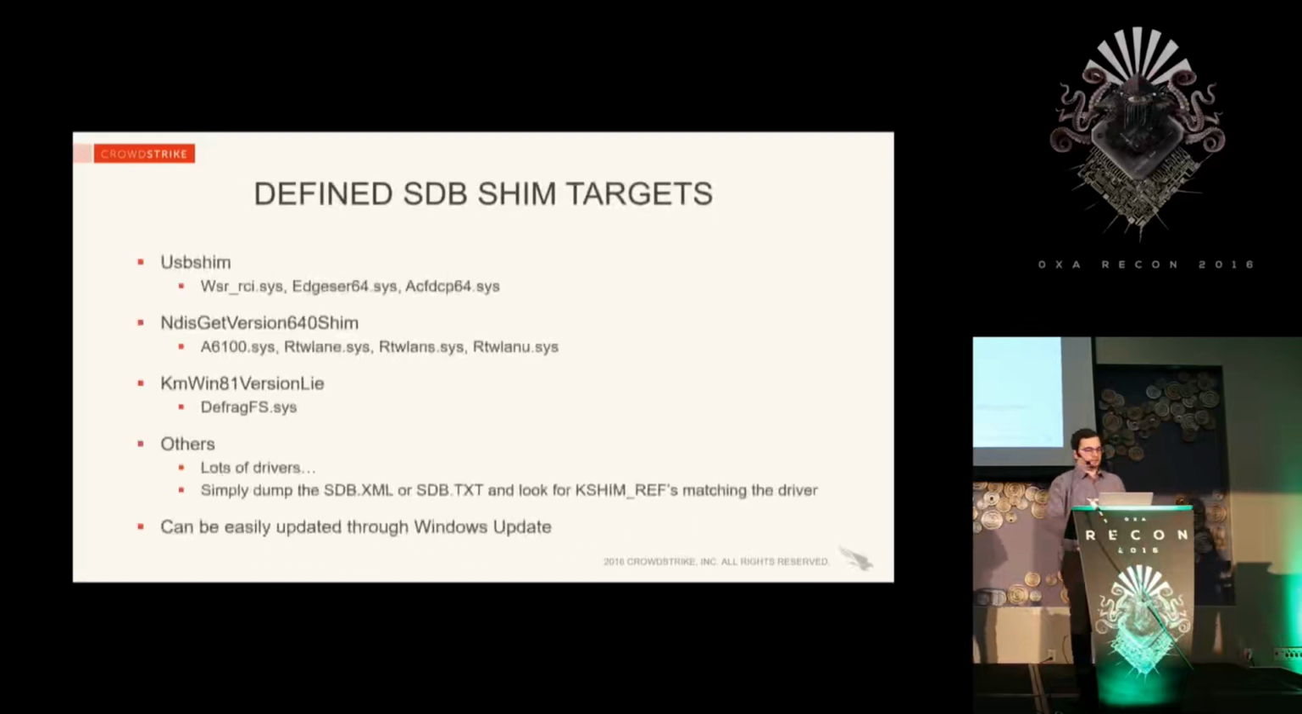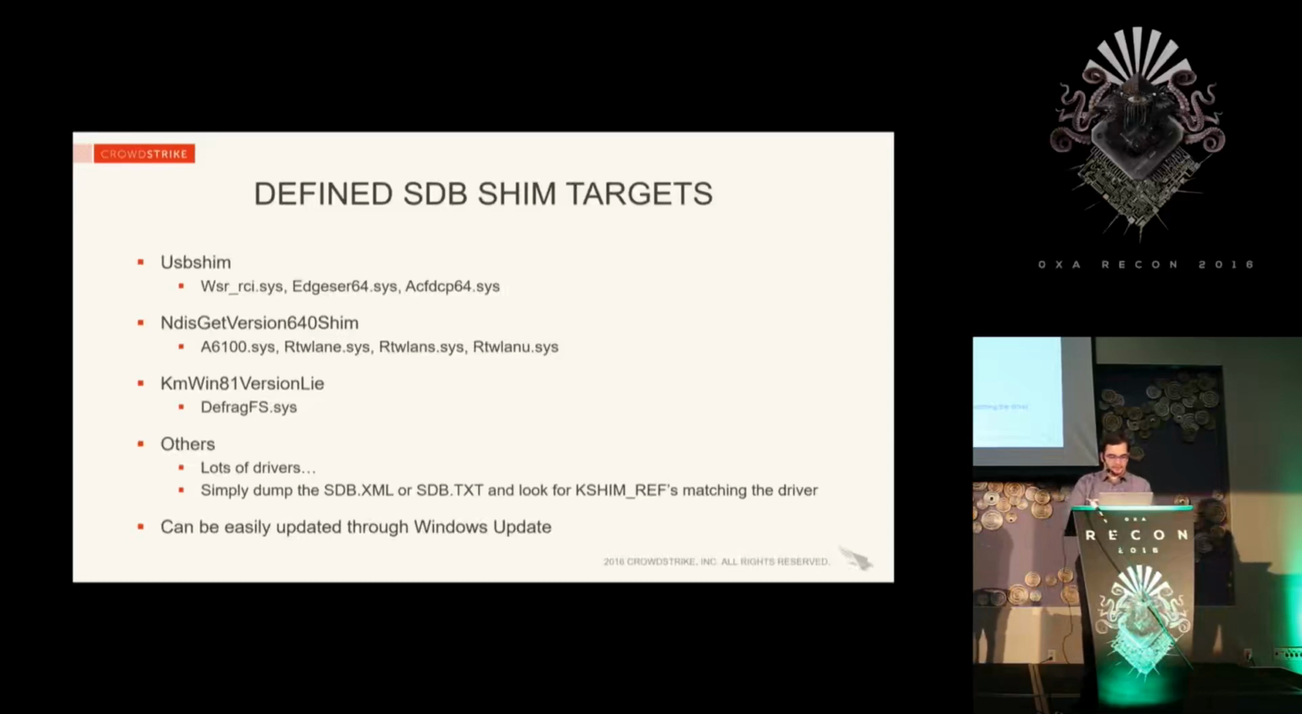But that's only in the registry, because remember, the SDB can itself have other shim information. So just a few examples here: USB shim hooks WSR-RCI.sys, Edger SIR64.sys, ACFDCP64.sys. So those driver vendors are doing something wrong, and USB has to come in and fix them up. ndis get version 6.4 shim: there's some Realtek drivers in there. KM Win81 version lie: something called defrag FS sys in there. And there's other shims which are, again, shimmed by other things.